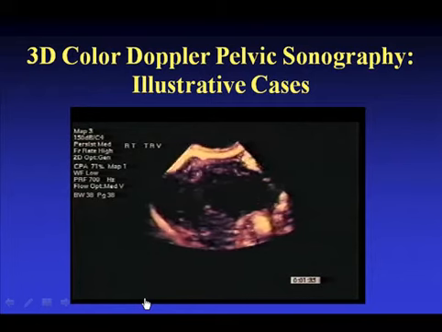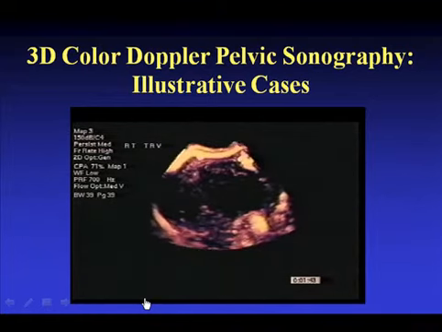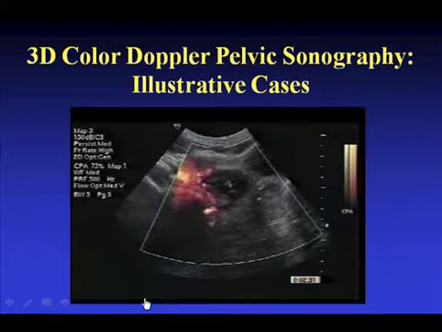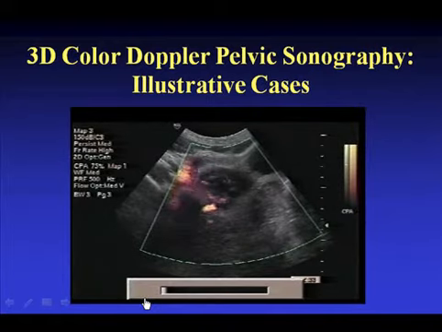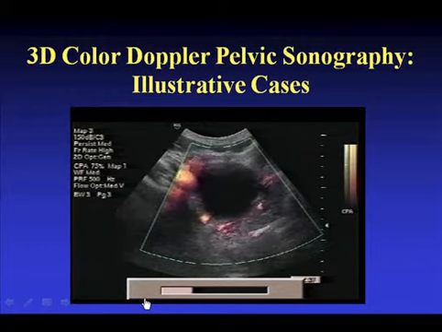This is in the other scan plane. And I'll show you the next case, which shows abnormal vessels coursing toward the center of the lesion. This is another 3D color Doppler done transabdominally with a freehand technique. We're imaging through the ovary here.